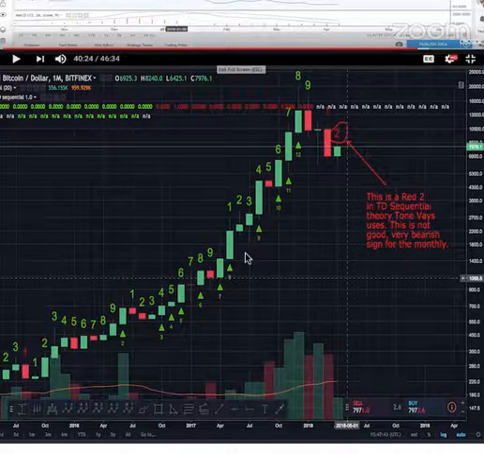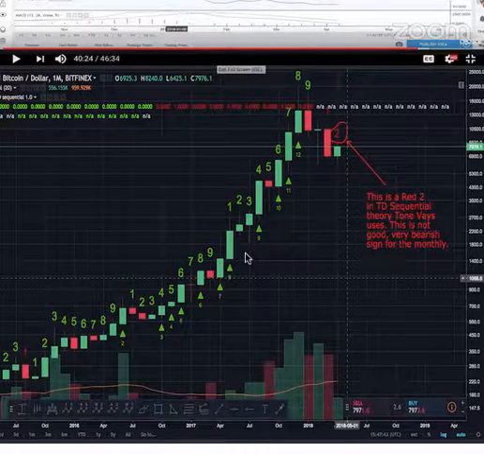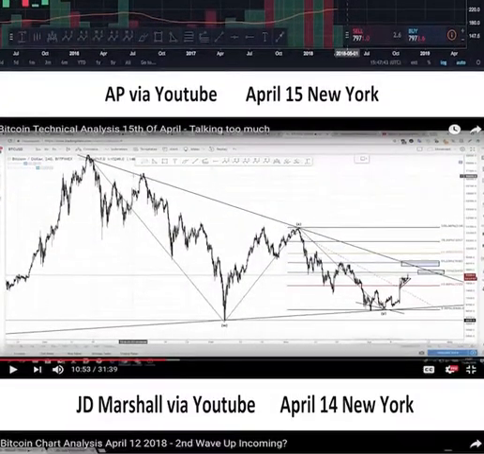So if you want more details, just go visit his website. It's in his YouTube video information, and you can get more information on what these red 1 2s are and the TD sequential pattern he uses. Then we have AP.